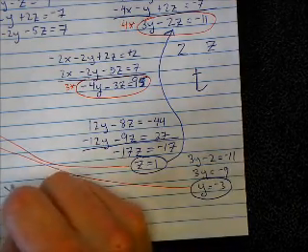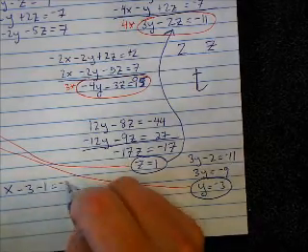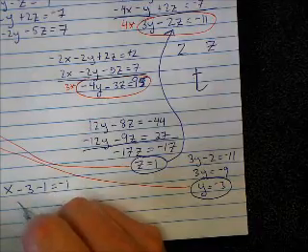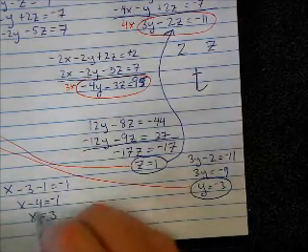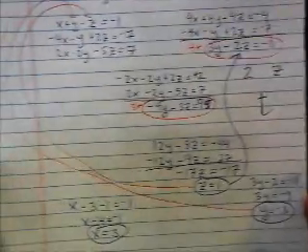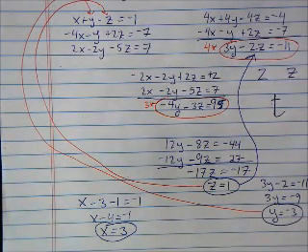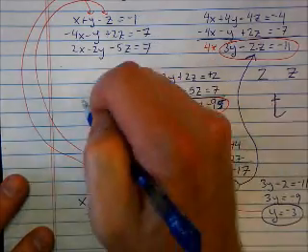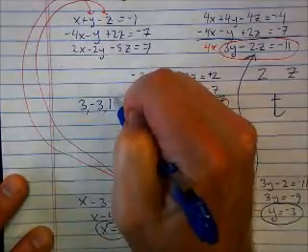x minus 3 minus 1 equals negative 1. So x minus 4 equals negative 1. Add the 4. x is 3. Oops. Let's see my original equation there. There it is. So I plugged into the original one, the first one, because I thought it was easiest. So my final answer. Typically, we would write our answer this way: 3, negative 3, 1.